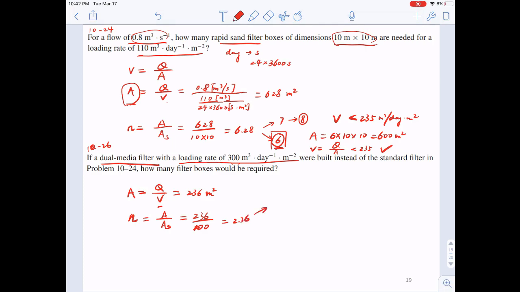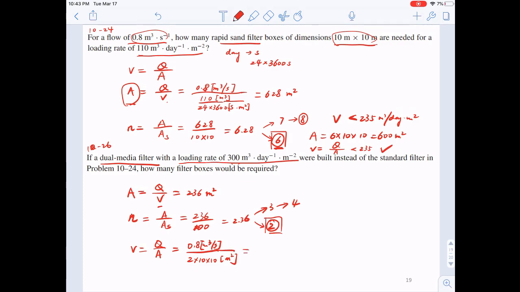So we can either round it up to 3, and then since we need an even number of filters, we should choose 4, or we can round it down to just 2. So which one should we use now? Let's say that we try to be economic again, so we'll use 2 filters. We need to make sure that the loading rate is smaller than the maximum loading rate. So how do we calculate this new loading rate? This V should be calculated by Q divided by A, which is 0.8 meter cube per second, divided by 2 multiplied by 10 multiplied by 10 meters square.